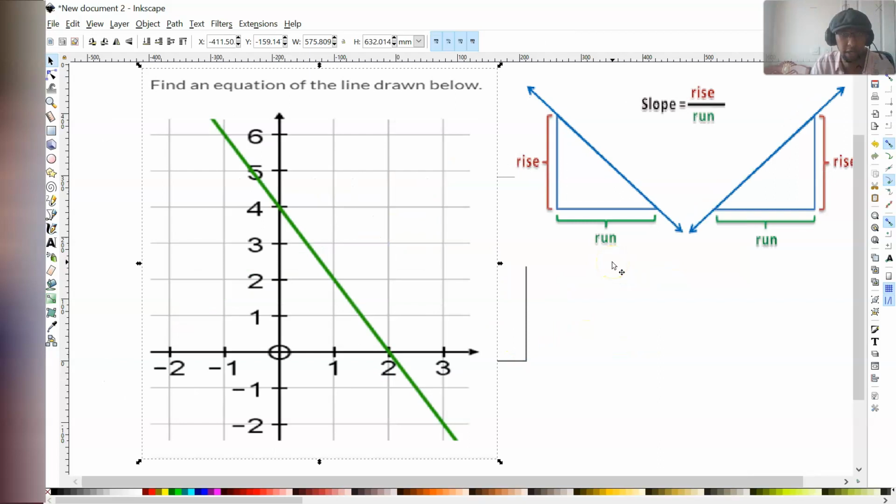Okay, so here's another question. Pause the video and have a go at it yourself, and we'll go through the solutions together. Go ahead and pause.